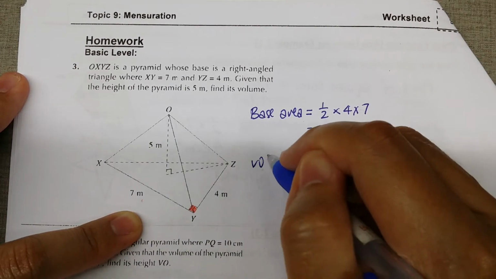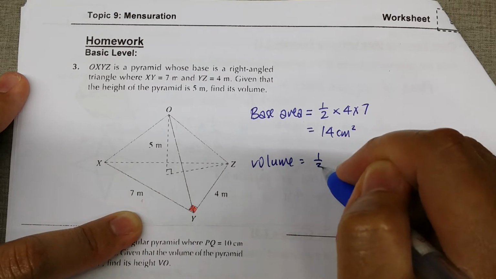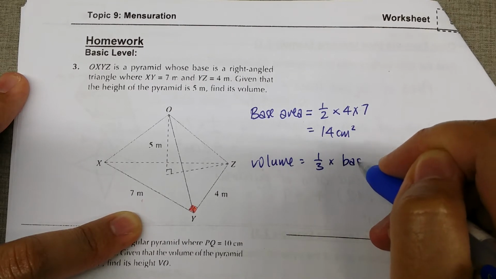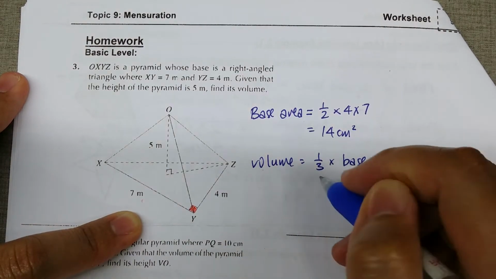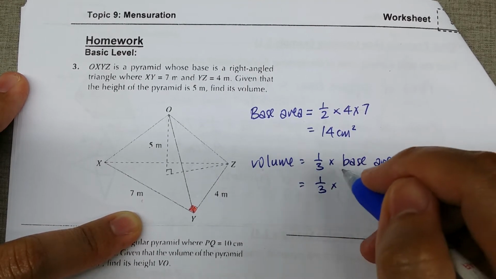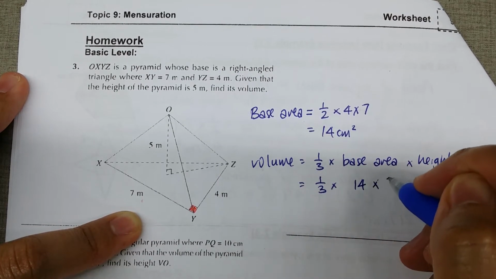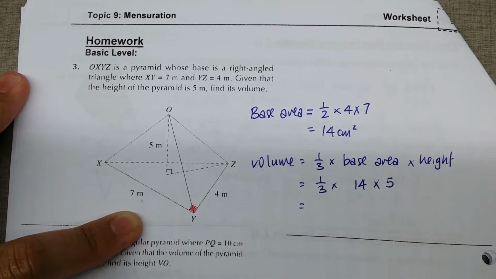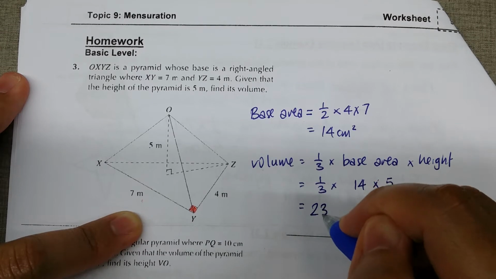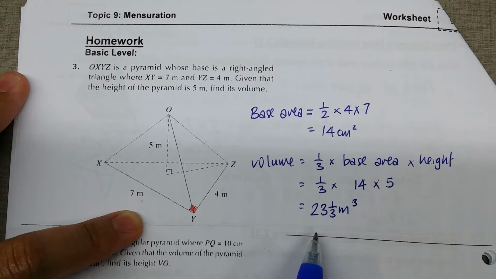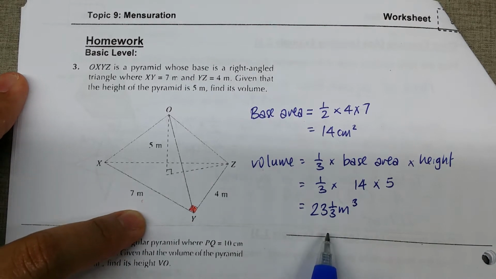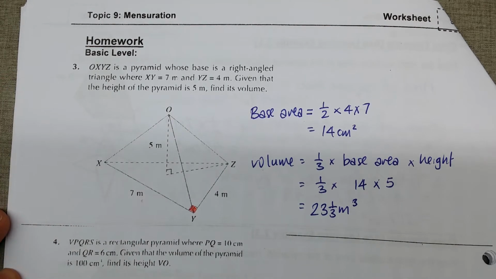So I want to find the volume. It will be 1/3 times base area times height. I hope you got this correct, the formula at least. 1/3 times 14 times the height 5. No other numbers to use already. You get 23 and 1/3 exactly meters cubed. Please do not show me 23.3 meters cubed with a bracket 3, because 23 and 1/3 is actually an exact answer. Okay, copy down.